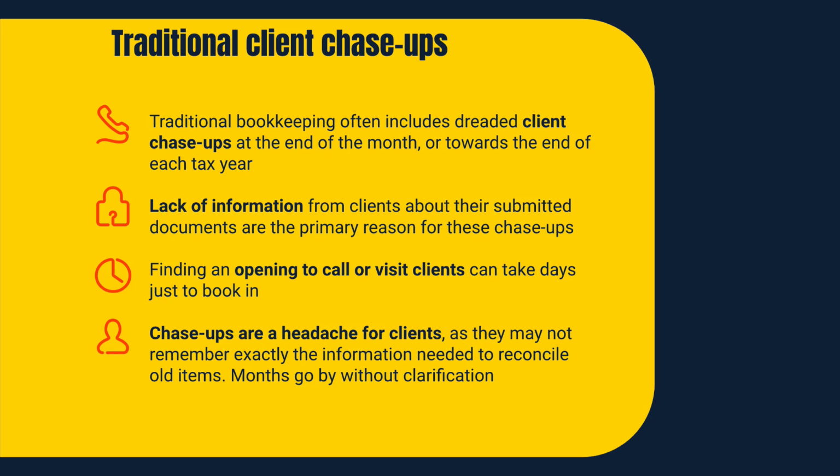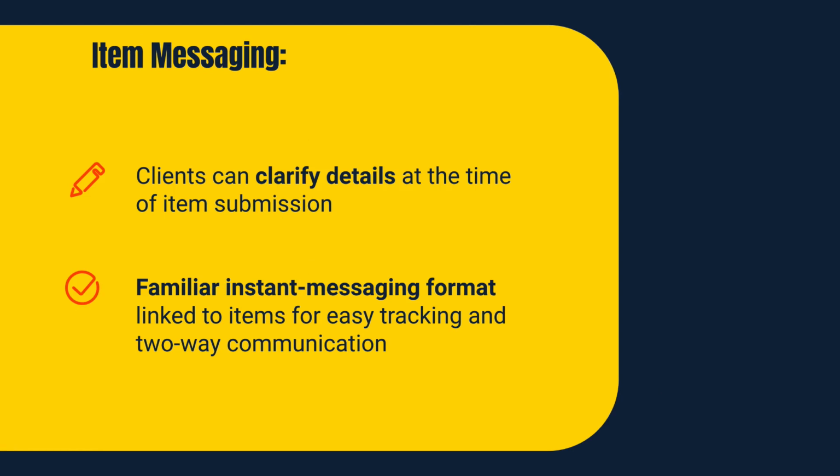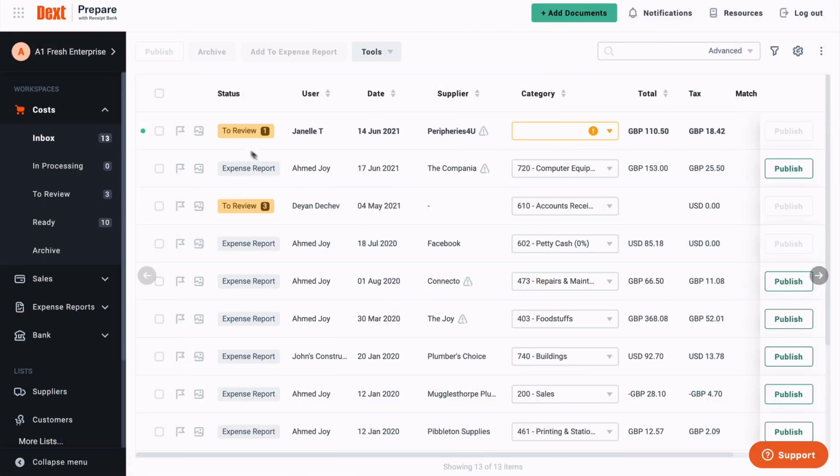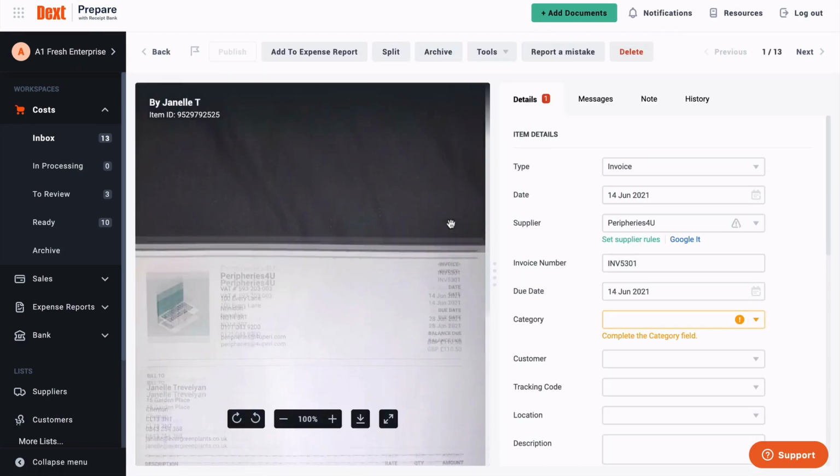This is a huge headache to clients, as some of those documents can be so old that they would have trouble remembering or tracing what they were primarily for, making the process of reconciliation a cause of stress for both accountants, bookkeepers, and their clients. Item messaging is a DexPrepare feature providing both clients and accountants and bookkeepers the means to cut through the fog and to get to clear, precise answers. It takes the convenience of instant messaging in a fully trackable format for any item submitted to DexPrepare.